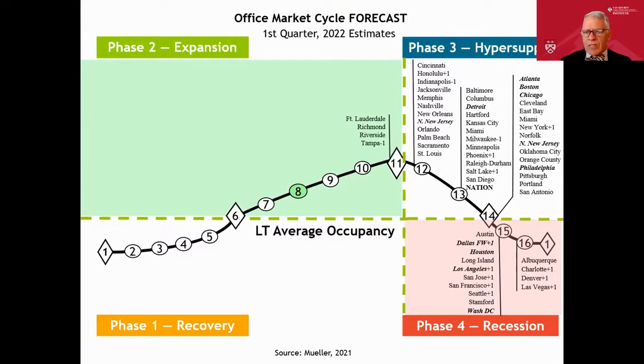So my forecast is that pretty much every city in the hypersupply phase, and the cities where we have all this overbuilding coming online this year and next year, are in the recession phase, points 15 and 16. And so you see a lot of the larger cities. And oh, by the way, one of the things I forgot to mention, you notice that I've got some of these cities in bold and italics, like at point 15, Dallas, Houston, Los Angeles, Washington, D.C.